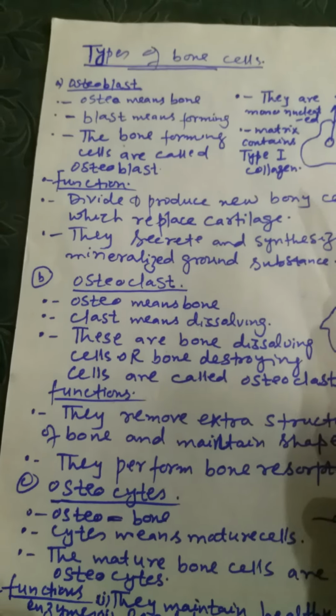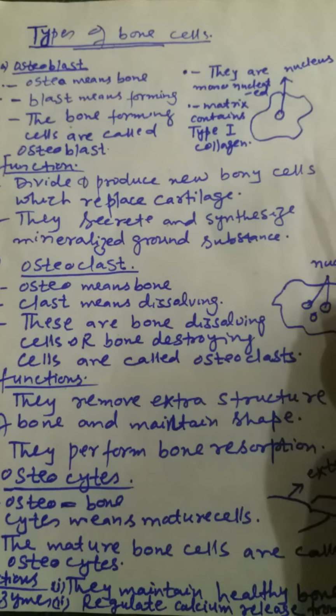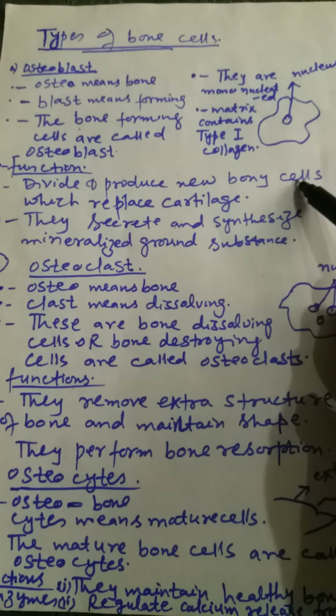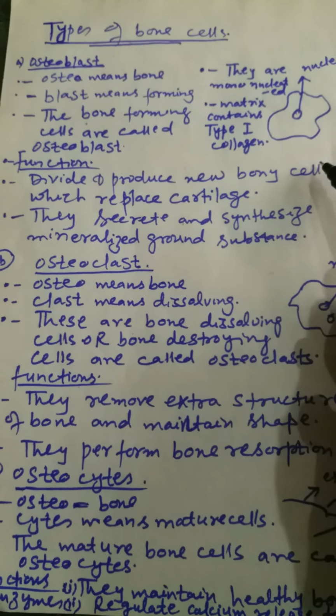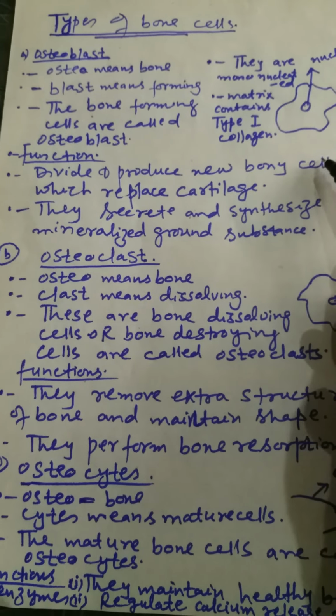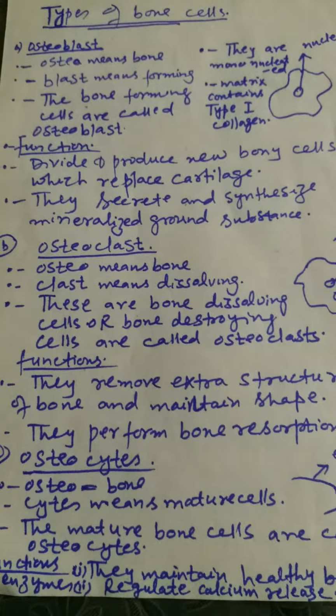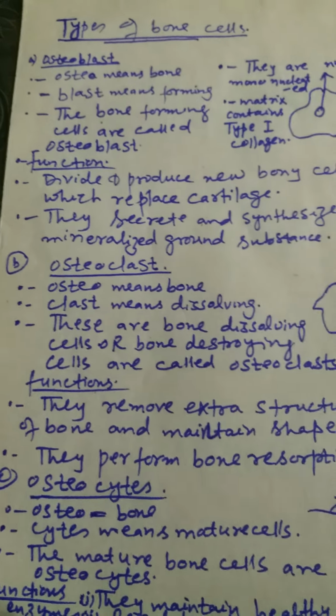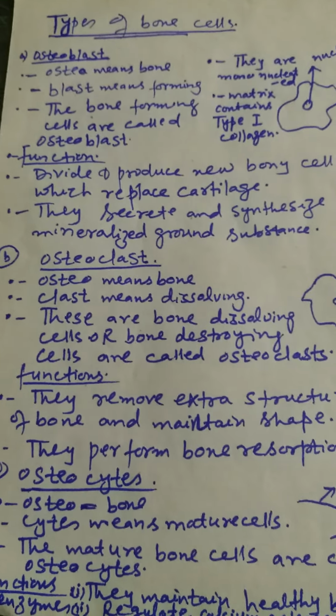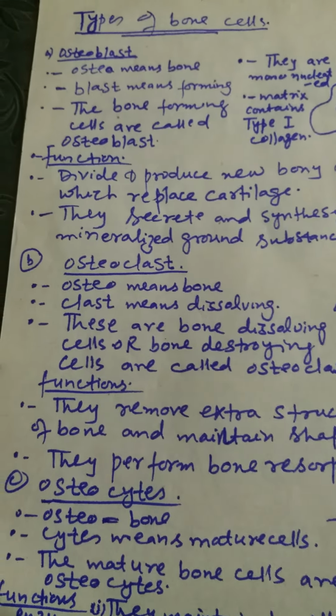They are immature bone cells, and their function is to produce a matrix which consists of type 1 collagen. They produce matrix, the bone forming cell, osteoblast. They produce matrix which consists of actually type 1 collagen.